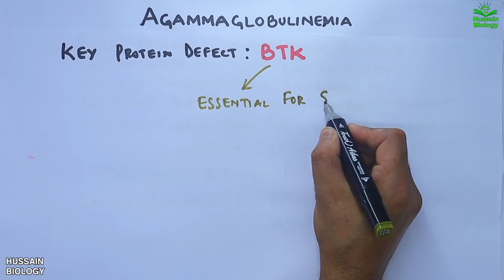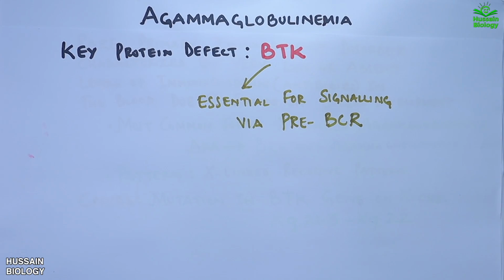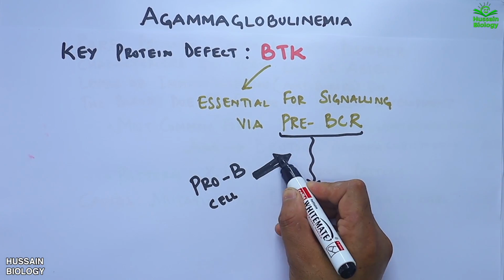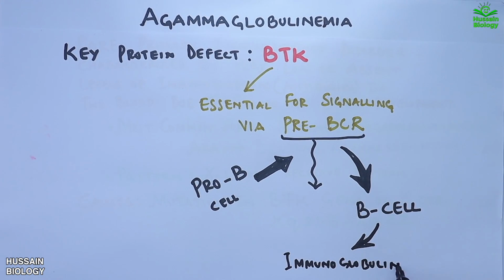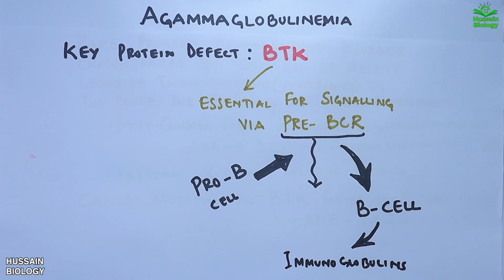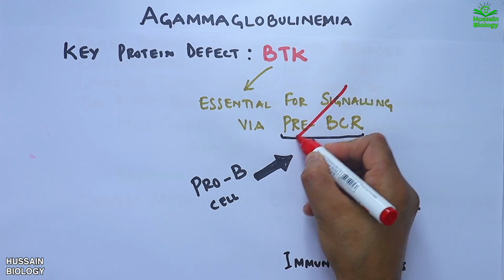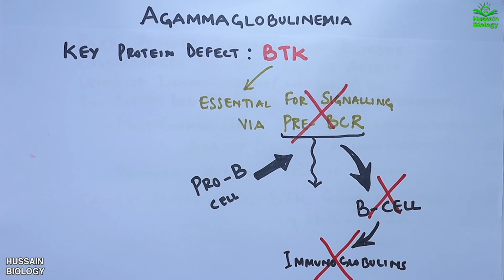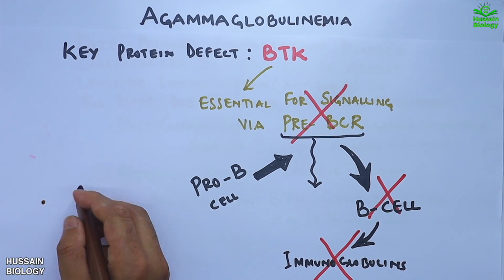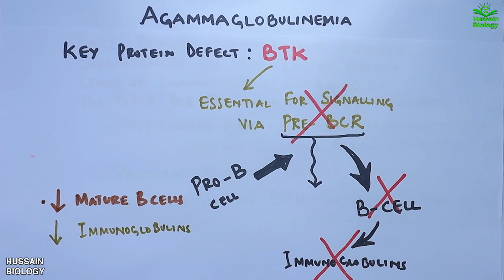This BTK is essential for signaling via pre-BCR. Actually, it's during the development of B cell. When we start from pro-B cell, it goes through pre-BCR signaling, and we get the B cell. And from B cell, we get the immunoglobulins or antibodies. But when BTK is absent or defective, that time pre-BCR signaling is halted, and we do not get the conversion of pro-B cell to B cell. Thereby, we also do not get the immunoglobulins or antibodies, and that condition is agammaglobulinemia. In this condition, there are fewer B cells and fewer antibodies.